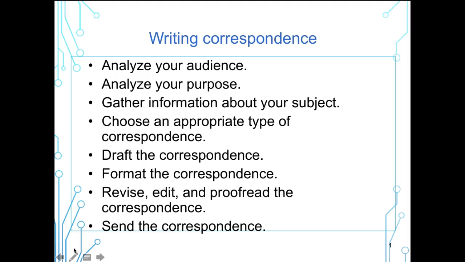Once you've determined who your audience is and what your purpose is, your next step is to do your research. Find out what kind of information you're going to need in order to answer any potential questions the audience might have, in order to demonstrate to the audience that you actually know what you're talking about. Once you've done your research, you're going to need to determine what is the appropriate type of correspondence, and we'll go over that in a minute. But the type has to do with how formal the actual correspondence is meant to be.